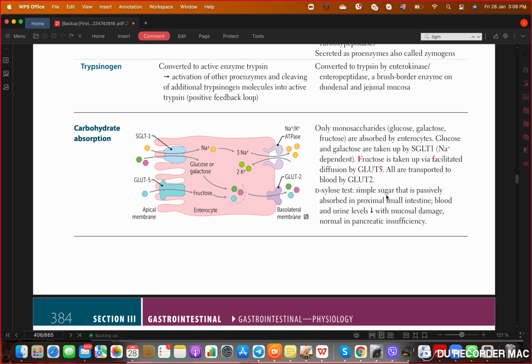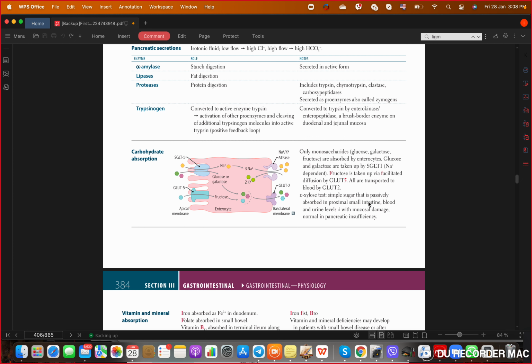So D-xylose is a simple sugar that is passively absorbed at the proximal small intestine. Passively absorbed, so it does not need energy. It does not need anything. It just gets absorbed. So why would we do that? Well, we give the patient the D-xylose and we check it in his blood. If it's present, that means his enterocytes are good.